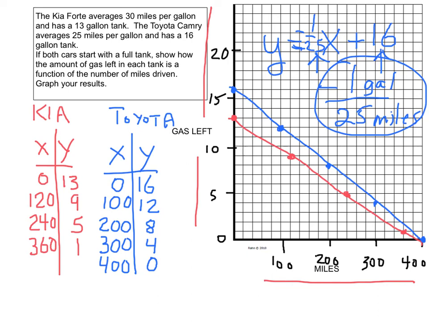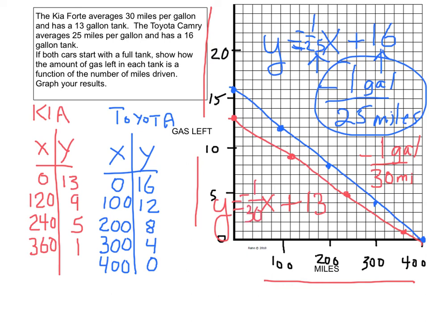All right, so now let's write the equation for the Kia. So again, y equals something x plus the initial amount. All right, so the initial amount of gas for the Kia is 13, so this is going to be plus 13. And the rate at which the gas is used up for the Kia is minus 1 gallon for every 30 miles. So negative 1 over 30 would go in front of x.